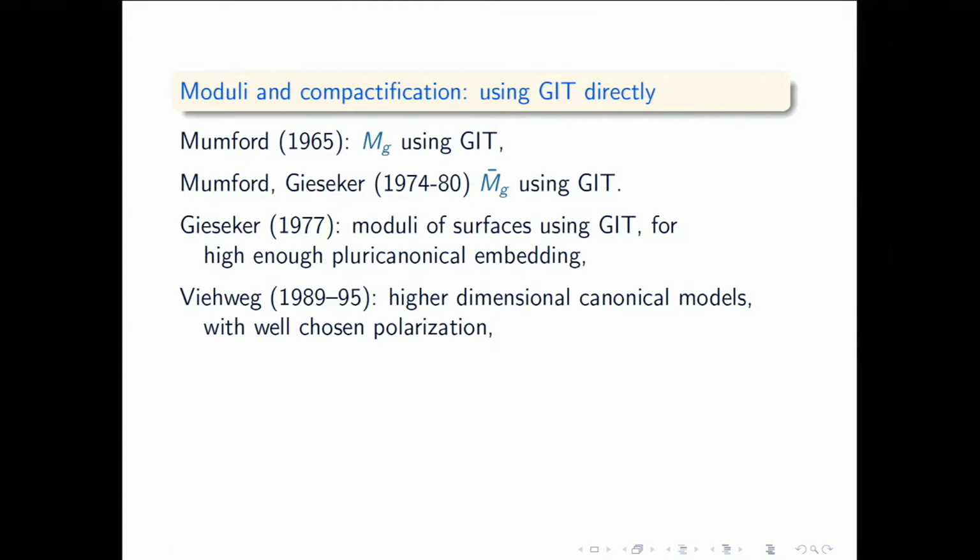Now for surfaces, Gieseker proved that if you start with a canonical surface and you take a sufficiently high embedding, then you do get something stable. But the compactification was unclear out of the Gieseker method. Quite a bit later, Viehweg proved that if you start with higher dimensional canonical models, then you get stability, but he had to choose a non-standard line bundle. It was not one of the normal line bundles that you get from Hilbert and Chow versions. They did not work, or at least it was not clear that they work.